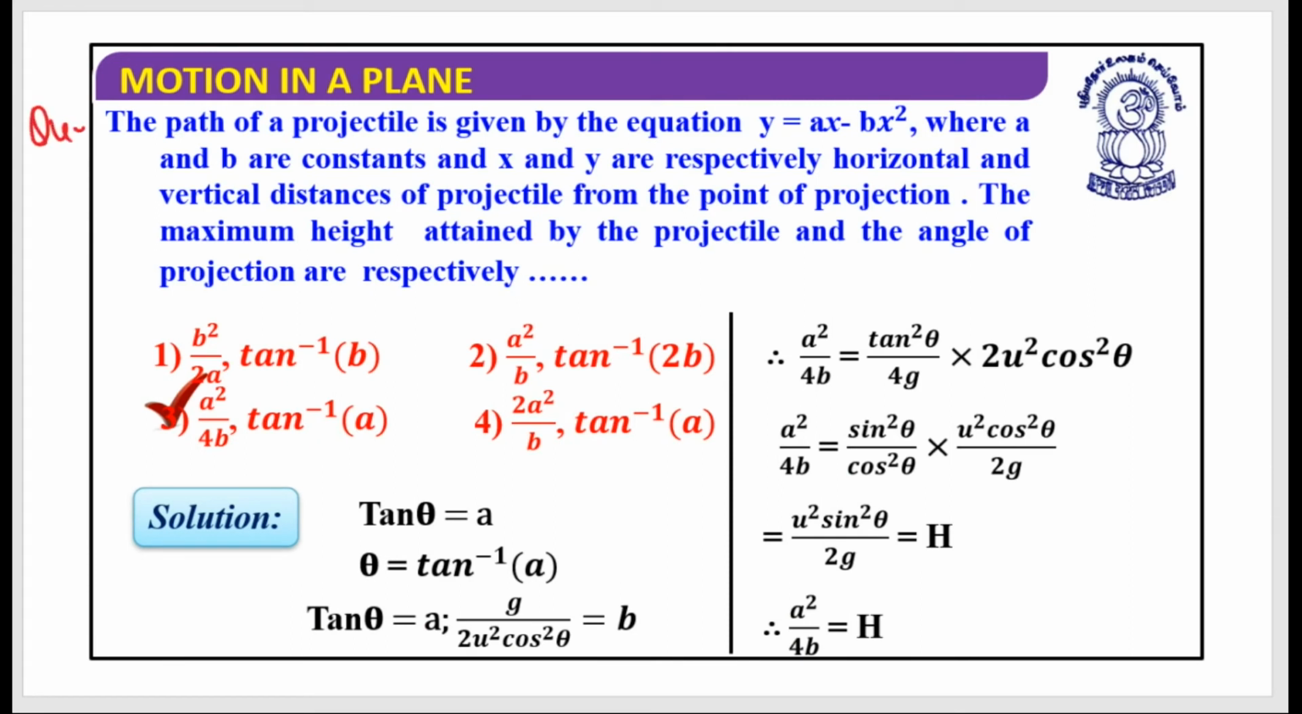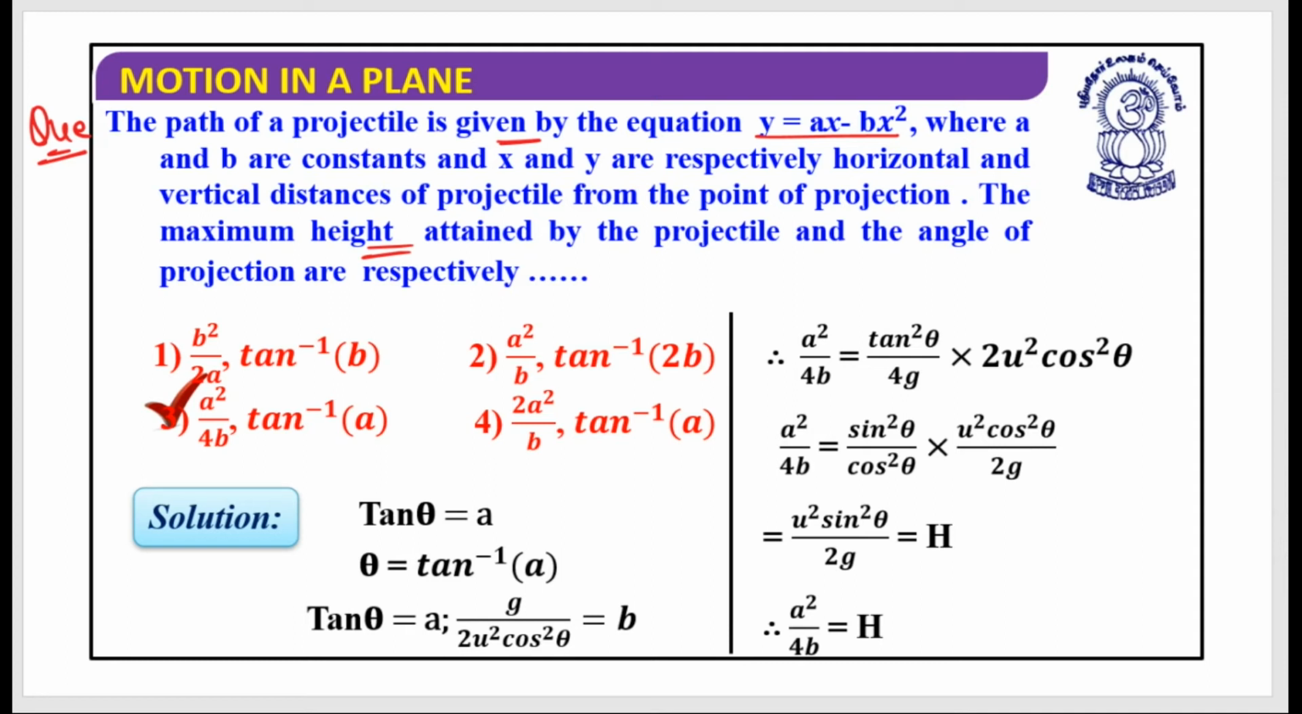What does it say? It says that the path of a projectile is given by the equation y is equal to ax minus bx square, where a and b are constants and x and y are respectively the horizontal and vertical distances of the projectile from the point of projection. The maximum height attained by the projectile and the angle of projection are respectively.